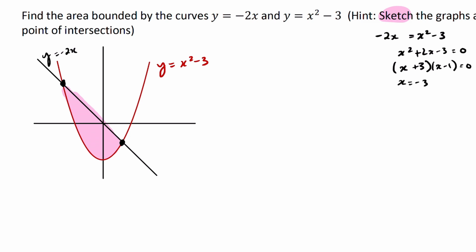So we get x equals negative 3 and x equals 1. So that's my 2 points of intersection. I don't need the y values. It's irrelevant. I just need the x values. All right, and then all I have to do now is integrate between these two curves.